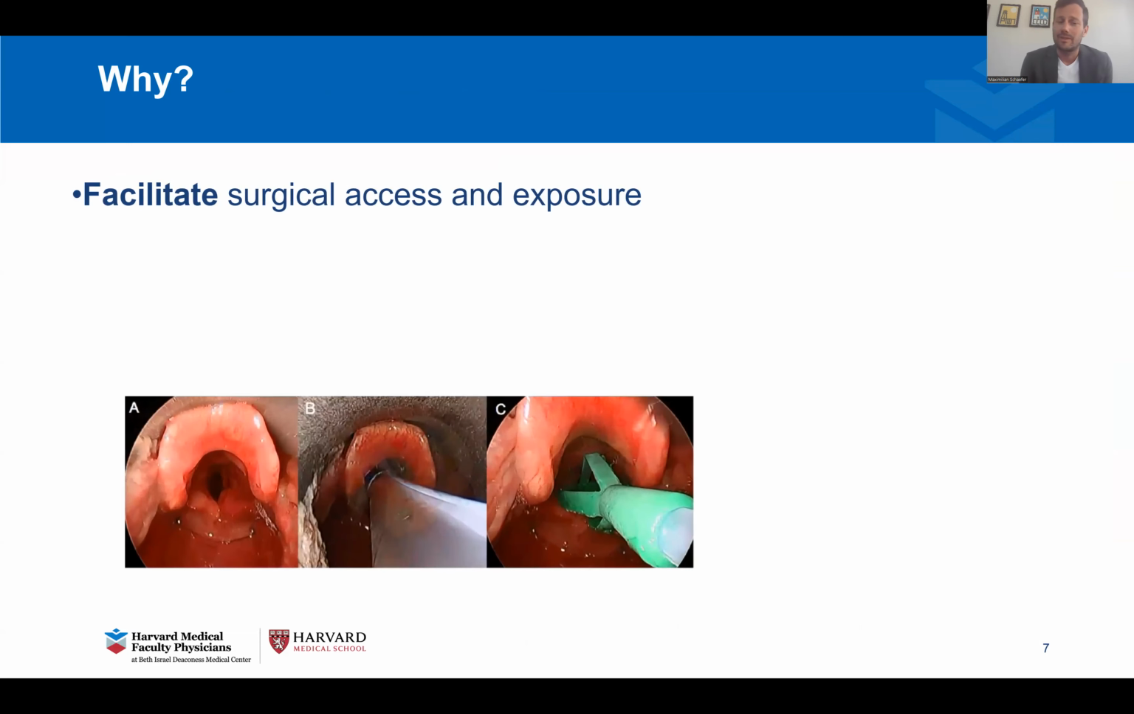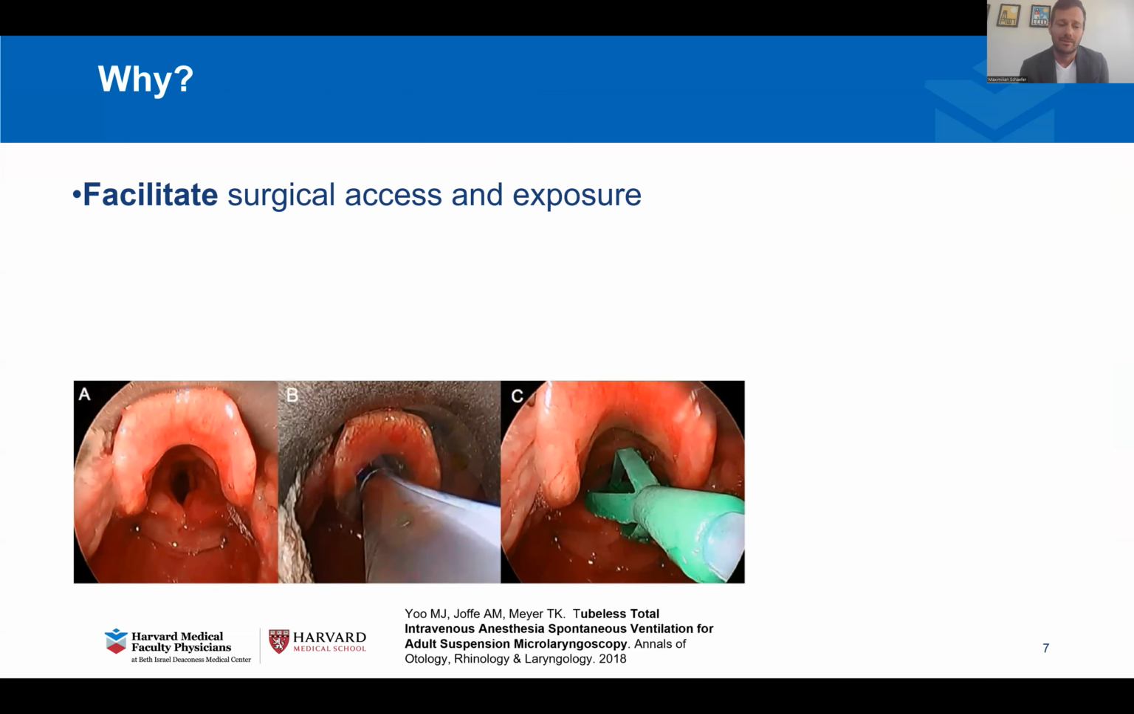Why don't we just ventilate our patients with the standard tidal volume, standard mechanical ventilation? There are some surgeries where we need to facilitate access and exposure, and these are predominantly around the larynx and surgery on the vocal cords. You can see on the left side, this is an image that any anesthesiologist has seen 100,000 times in their career. You see exposed vocal cords, and when we place an endotracheal tube through them, standard size, they're often obstructed. You can use microlaryngoscopy tubes that might allow a little bit better visualization because they're just smaller.